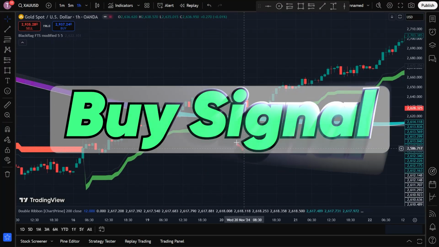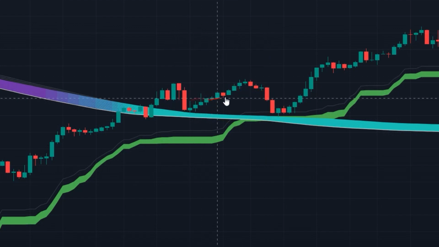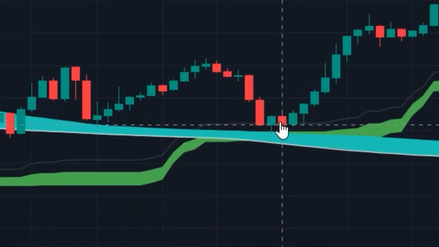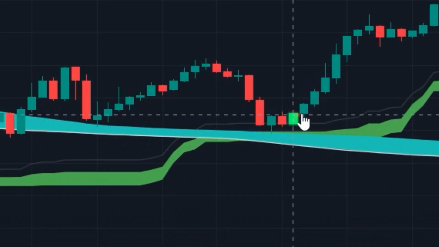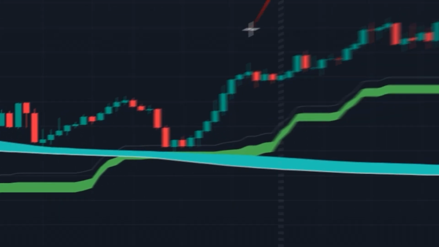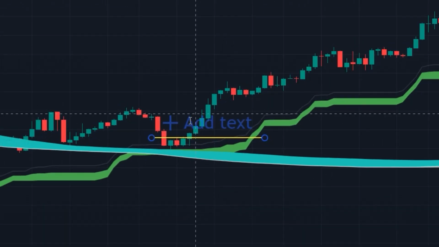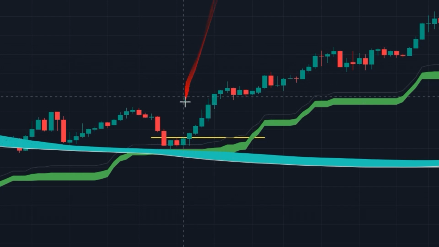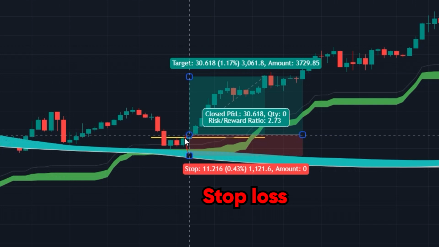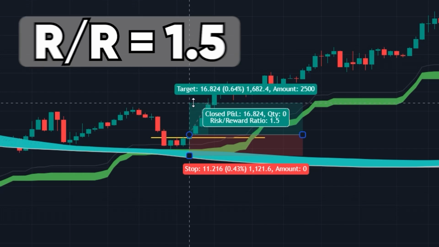Buy signal. The trend should be upward. The price is above the double ribbon. The price should touch the green FDS line. A green candle should close above that line. And this is also a great buy signal. Now enter the trade. Set your stop loss a little below the last swing low, and for the take profit, consider a risk to reward ratio of 1 to 1.5.